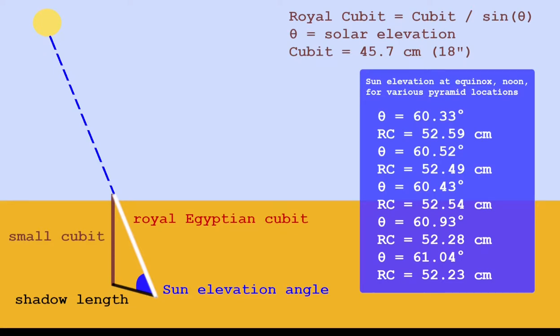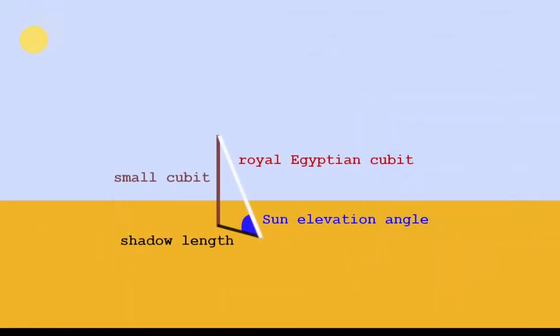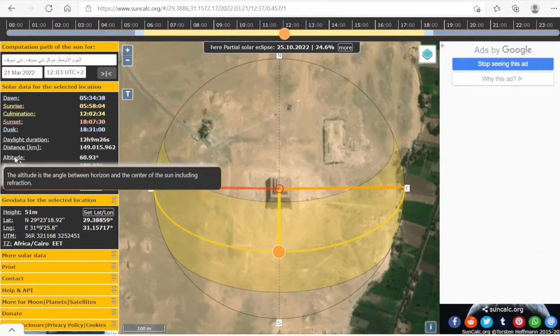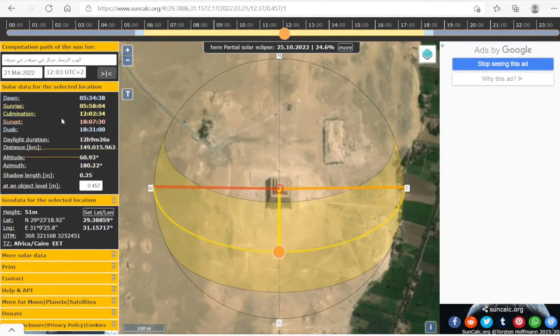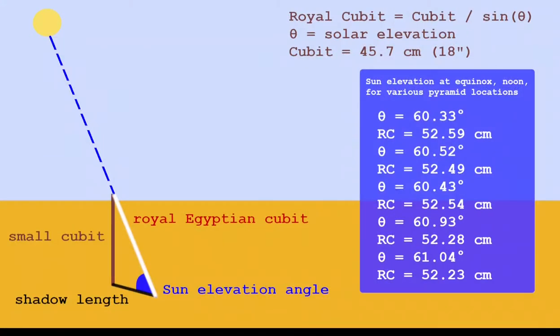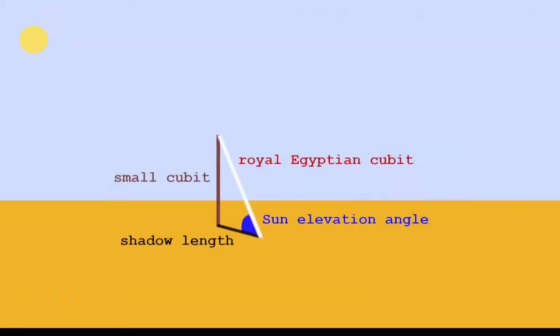By now you must think it should not be a coincidence and that the length of the Royal Egyptian cubit was based on what else? What they worshipped, the sun. But let's move on to the Meidum Pyramid location. Having sun elevation of 60.93 degrees it produces a royal cubit of 52.28 centimeters. Last stop is the Pyramid of Amenemhat III at Hawara. You can do the rest of the pyramids on your own, you will find plenty in Google Maps. Having a solar elevation angle of 61.04 degrees, it produces a royal cubit of 52.23 centimeters. No coincidences, only geometry, and solar-based one.